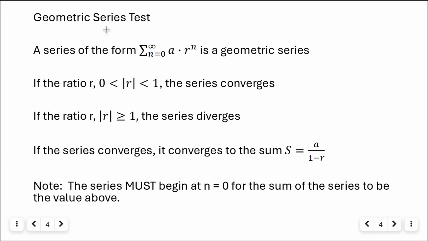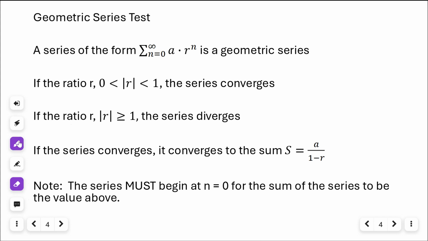So, the geometric series test. A series of the form the sum from n equals 0 to infinity of a times r to the n is considered to be a geometric series. So this actually is the same series that I had on the last slide. Well, we did it as a list, right? So we didn't do it as an actual series. We did it as a list.